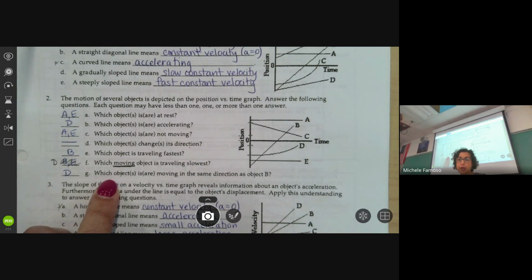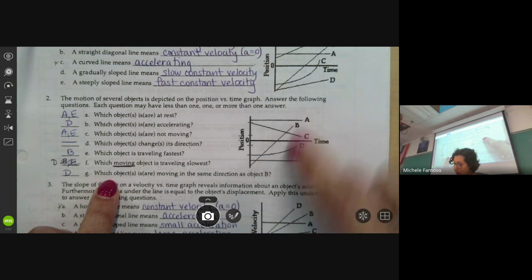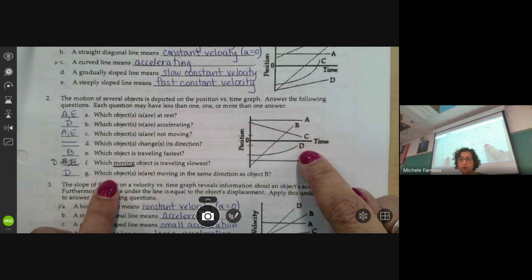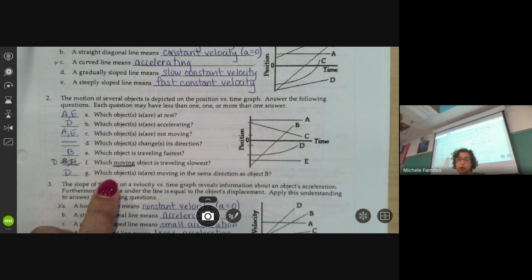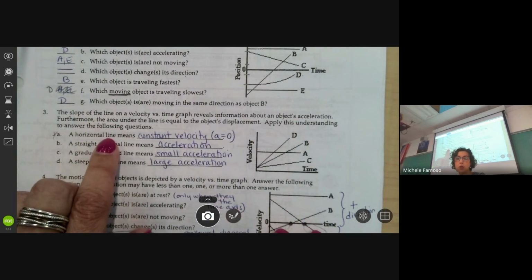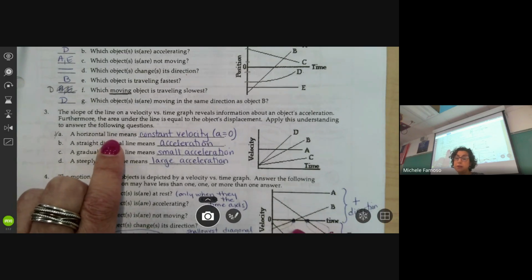And G, which objects are moving in the same direction as object B? Well, object B is going in the positive direction. The only other graph that's going up is graph D, positive direction. Number 3, now let's look at velocity time graphs. The only ones that you're going to see on tomorrow's test are horizontal lines.